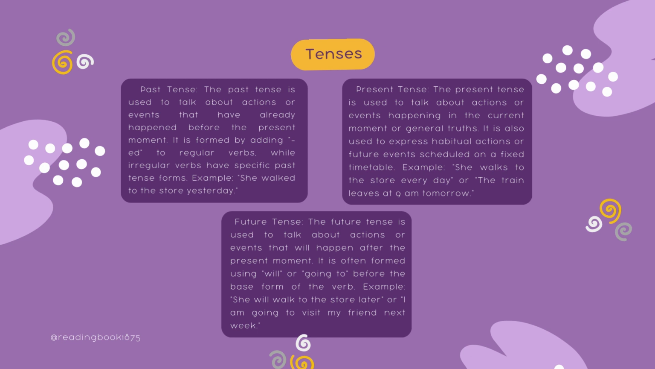2. Present tense. The present tense is used to talk about actions or events happening in the current moment or general truths. It is also used to express habitual actions or future events scheduled on a fixed timetable. Example: she walks to the store every day, or the train leaves at 9 a.m. tomorrow. 3. Future tense. The future tense is used to talk about actions or events that will happen after the present moment. It is often formed using will, or going to, before the base form of the verb. Example: she will walk to the store later, or, I am going to visit my friend next week.